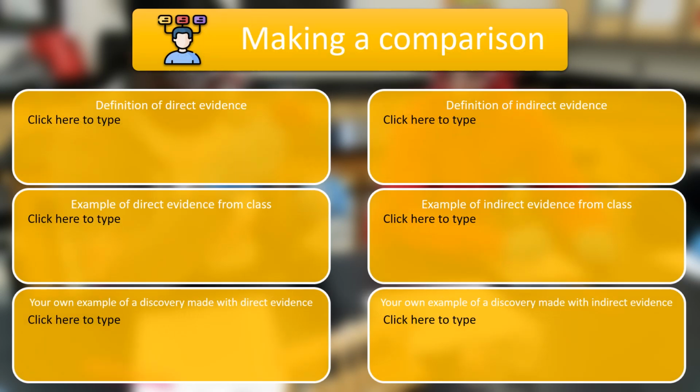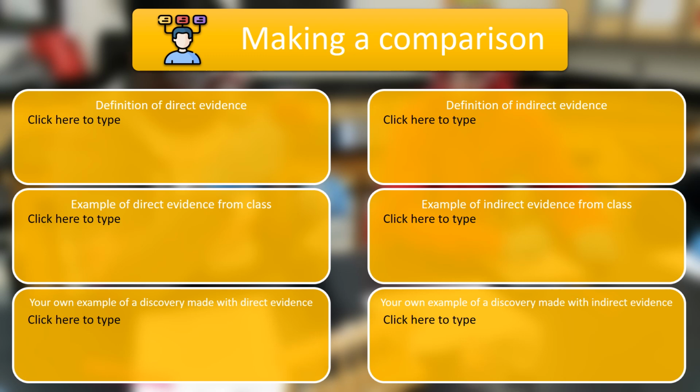This last sheet is something for you to fill out on your own. You have access to this PowerPoint through Google Slides, and what I want you to do is, based on all of what I just went over with you and what your experience was in class, fill out the left side for direct evidence and the right side for indirect evidence. Come up with a definition. What makes evidence direct? What makes it indirect? Give me an example from this slide presentation. What was something I said was an example of indirect and direct evidence?